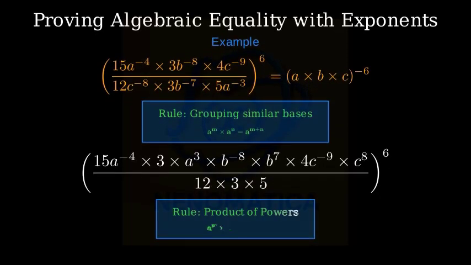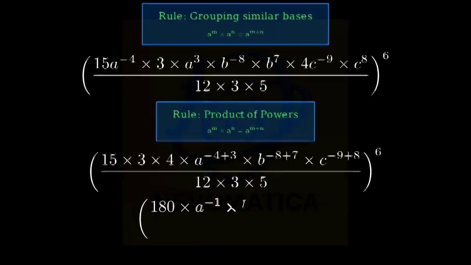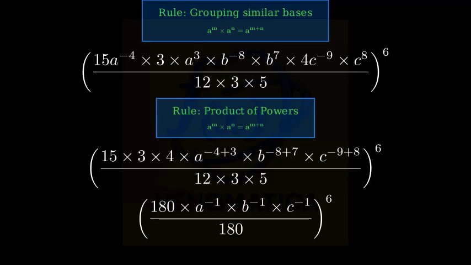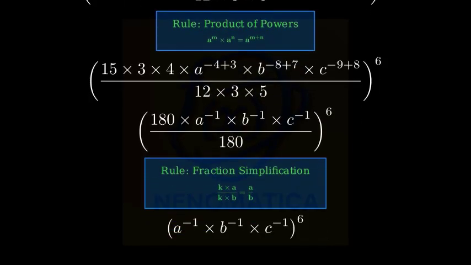Now we can apply the product rule of exponents to combine terms with the same base. Remember, when multiplying terms with the same base, we add the exponents. Let's simplify the exponents and constants. We have a to the negative 1, b to the negative 1, and c to the negative 1. For the constants, we have 15 times 3 times 4 in the numerator and 12 times 3 times 5 in the denominator. Now we can simplify the constants. Notice that we have 180 in both the numerator and denominator, so they cancel out.